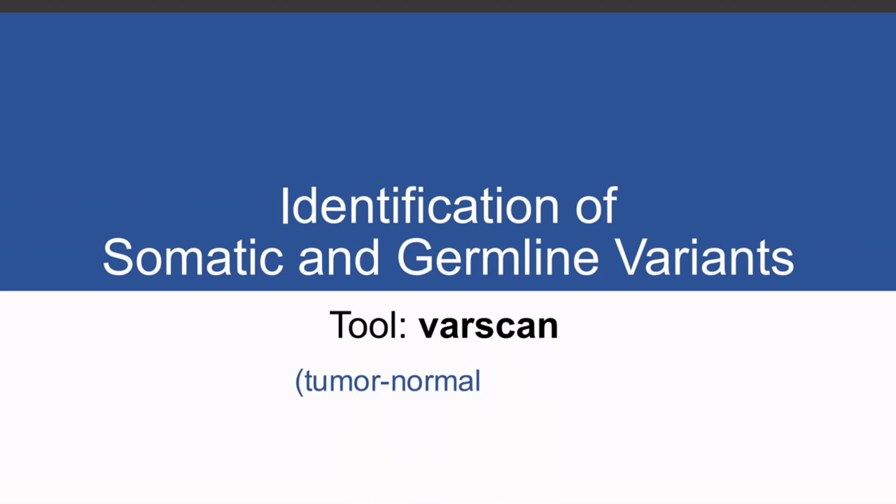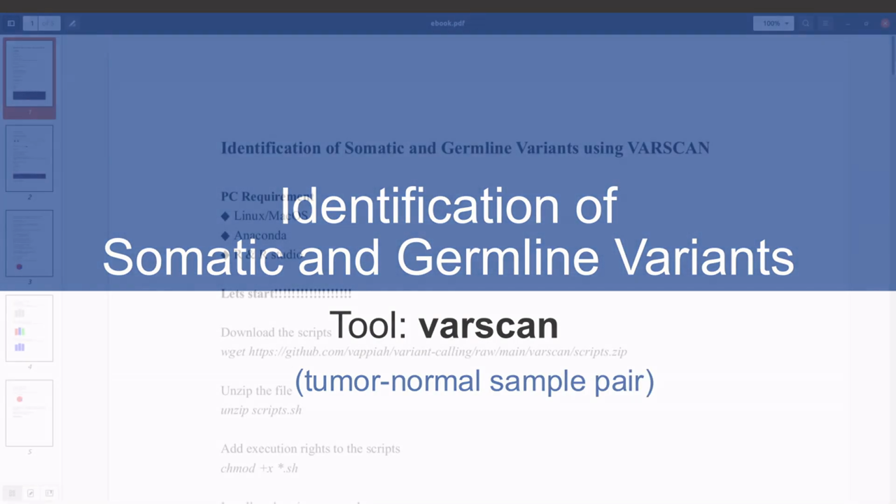In today's video, I'm going to show you how you can identify somatic and germline variants using the tool VarScan. We are going to use a tumor normal sample pair for this exercise.